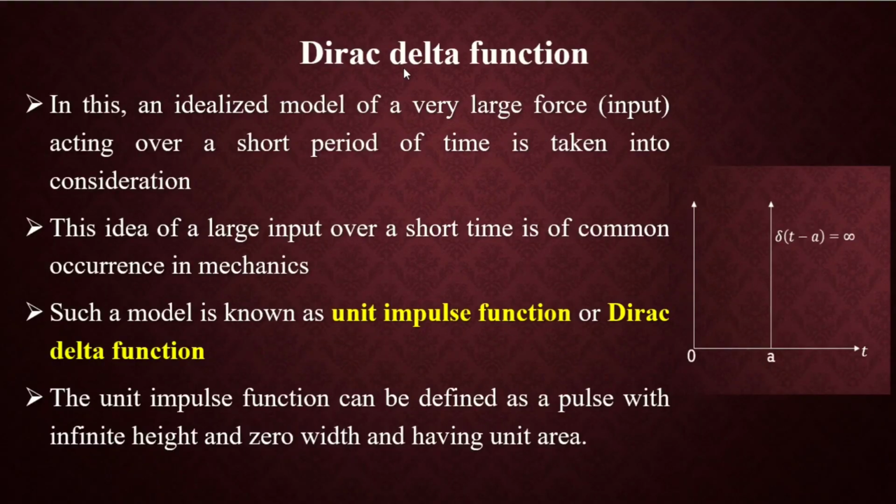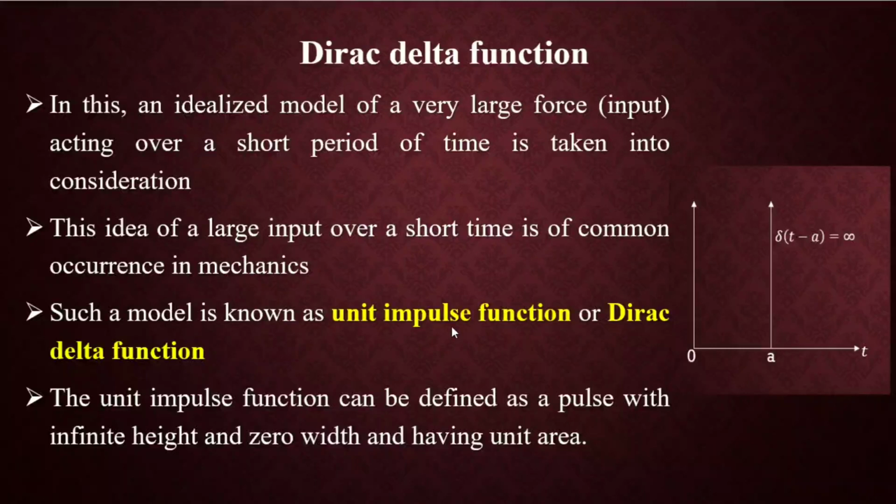Today we'll discuss the topic Dirac delta function and its Laplace transform. Dirac delta function is an idealized model of a very large force or input acting over a short period of time. Look at this. This function del of t minus a is equal to infinity and is acting at a single point t equal to a. That is, at this point t equal to a, this function tends to infinity. You can take the point anywhere, and at that point this function tends to infinity. Such a function is known as Dirac delta function or unit impulse function.